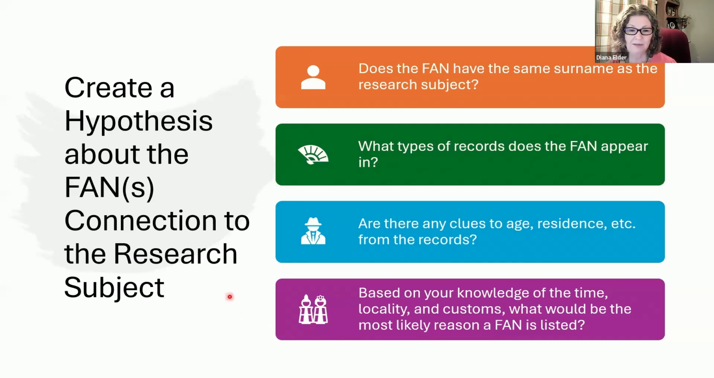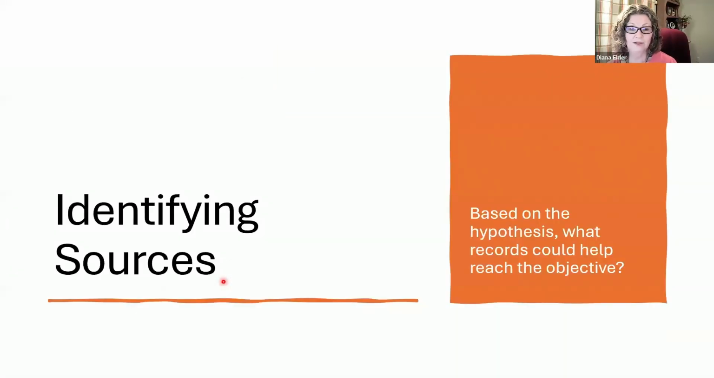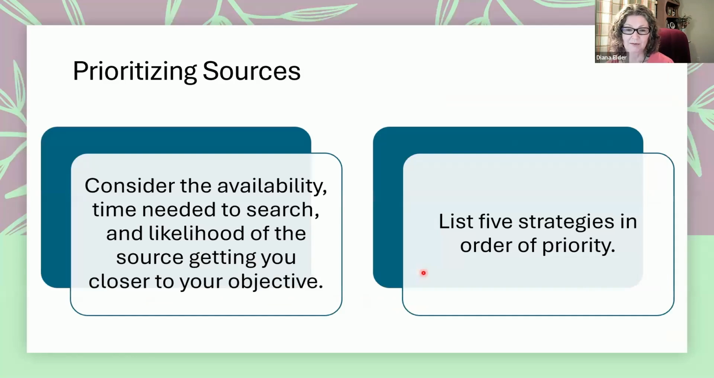Now, after you have a hypothesis about these fans that you've selected that you want to study, then you are going to identify your sources. And this will all go back to that hypothesis about what kind of records could help reach the objective. And every project will be different, every location, every time period will be different, but you'll want to get a nice, robust list of sources that you think could help you as you're doing your research. And then from that nice, robust list, you're going to prioritize.